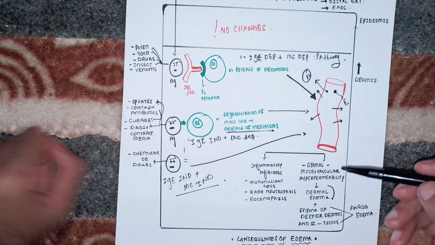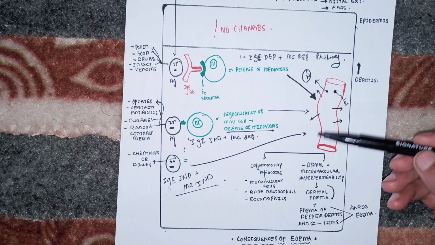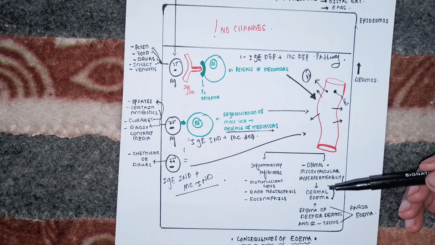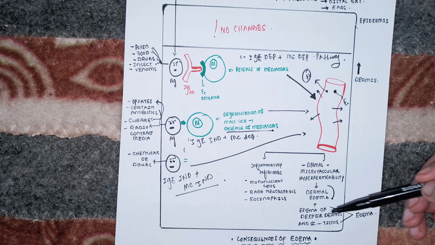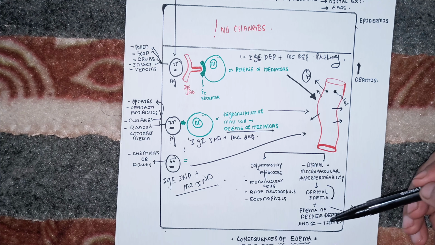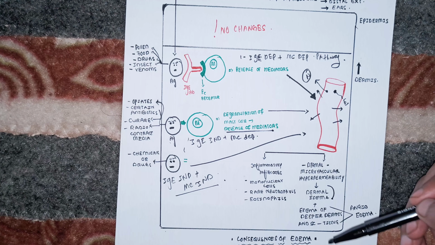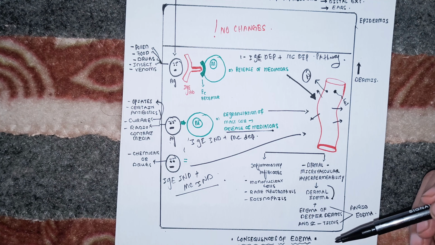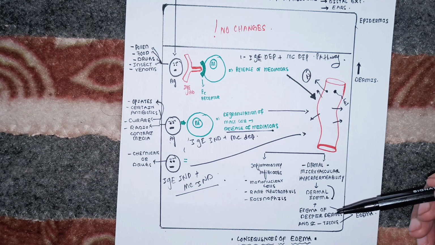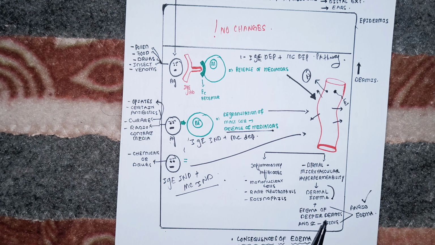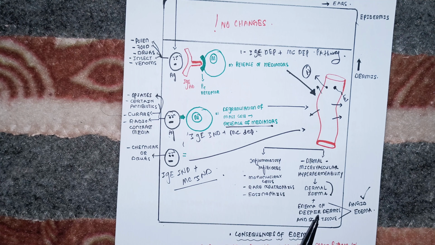Okay, so when the permeability of this blood vessel is increased, there will be dermal edema, especially edema of the deeper dermis and the tissue beneath this dermis, that is the subcutaneous tissue. So this edema of the deeper dermis and the subcutaneous tissue is called angioedema. Okay, this is what is happening. And now you know edema has occurred.